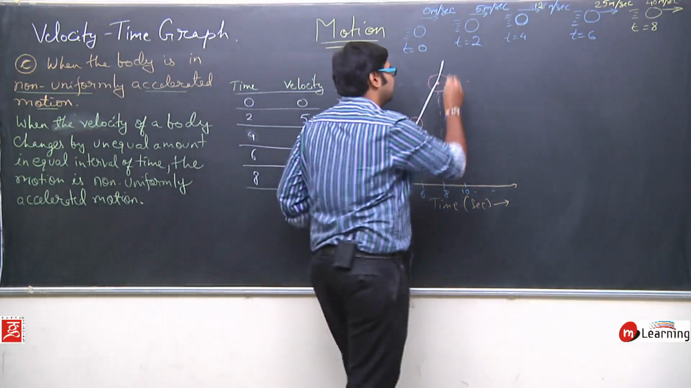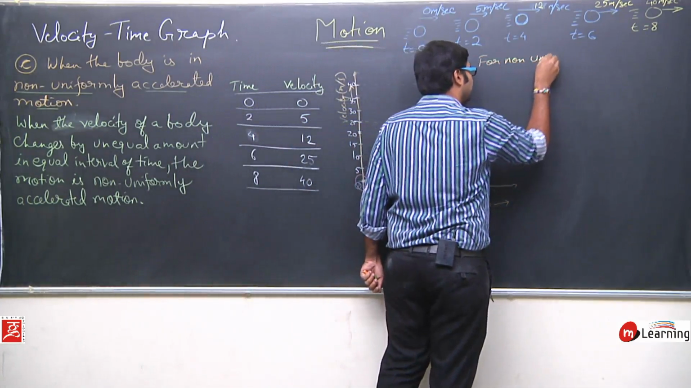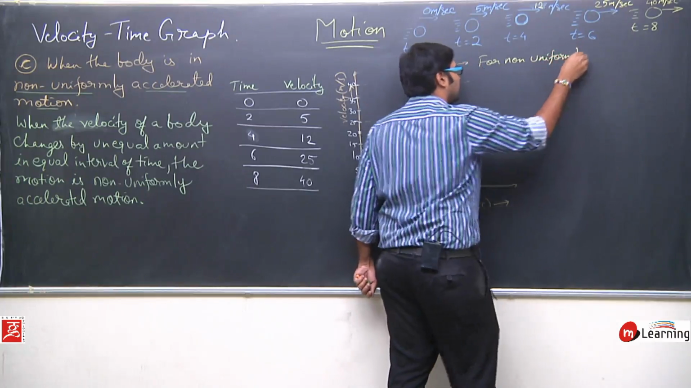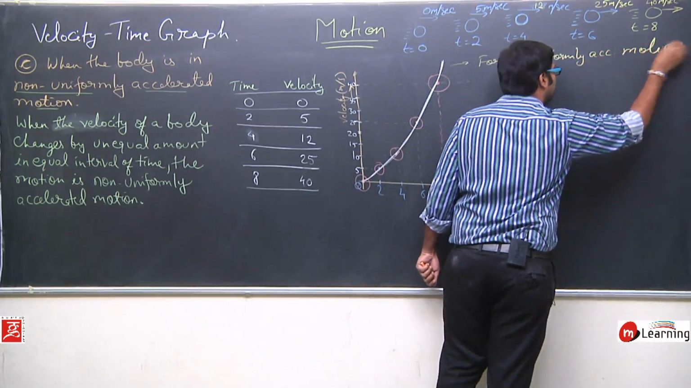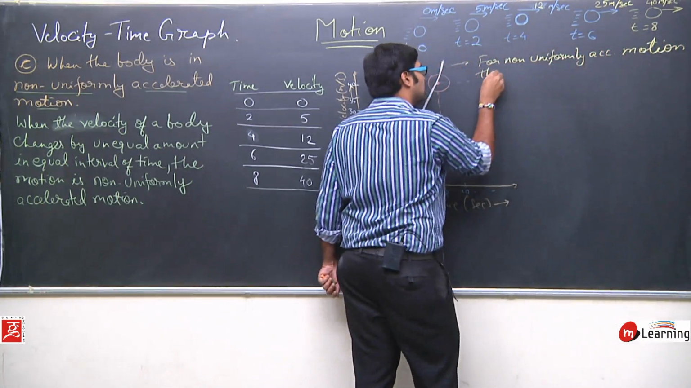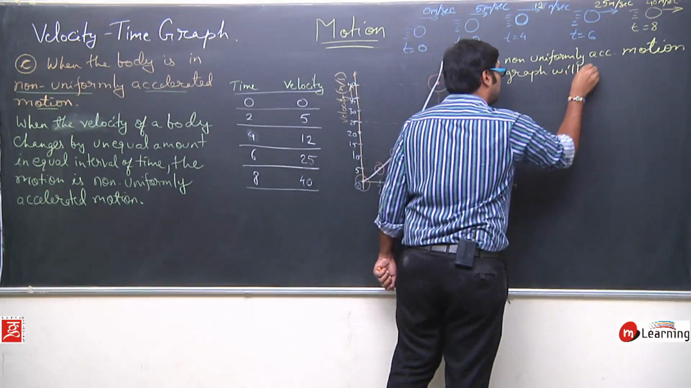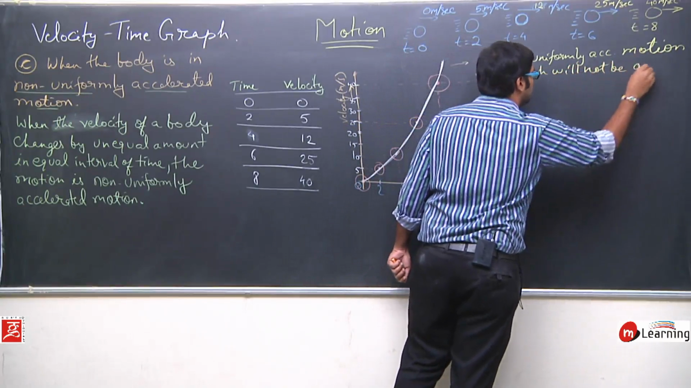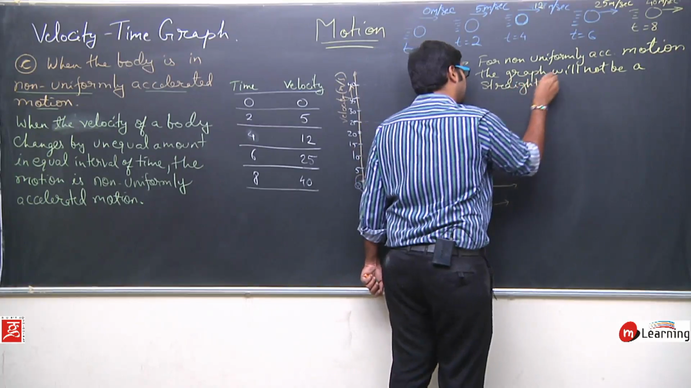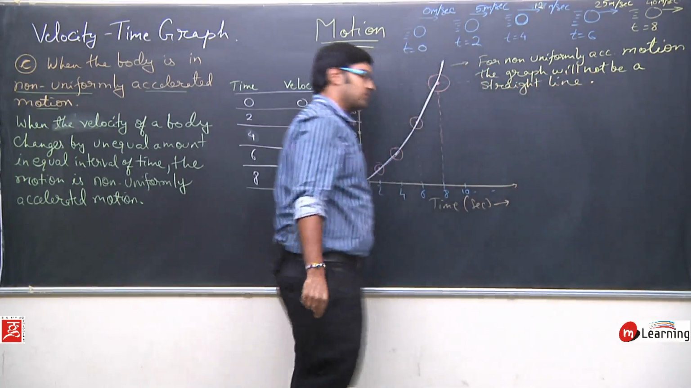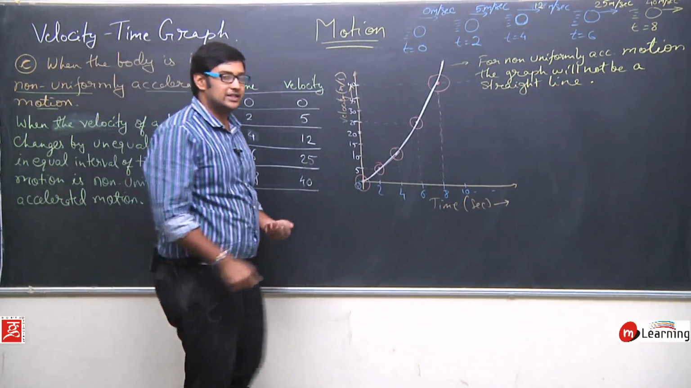So here we will write, for non-uniformly accelerated motion, the graph will not be a straight line. So the graph will not be a straight line in case of a non-uniformly accelerated motion.